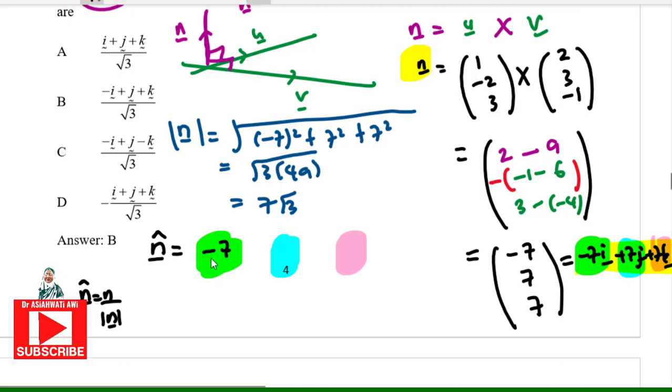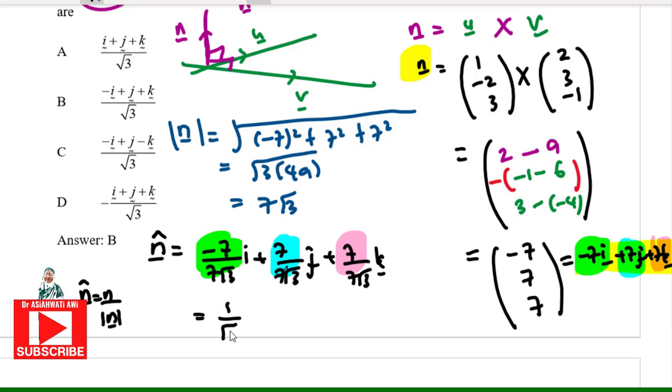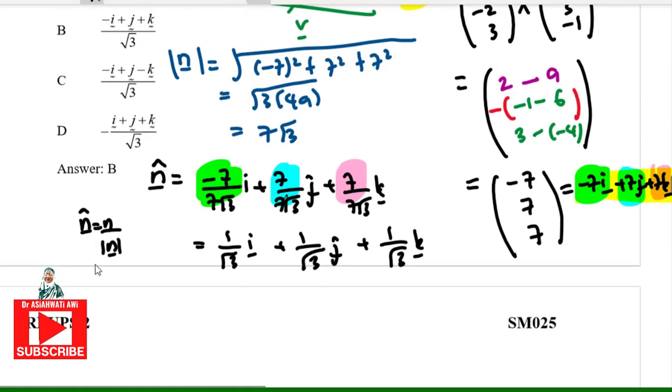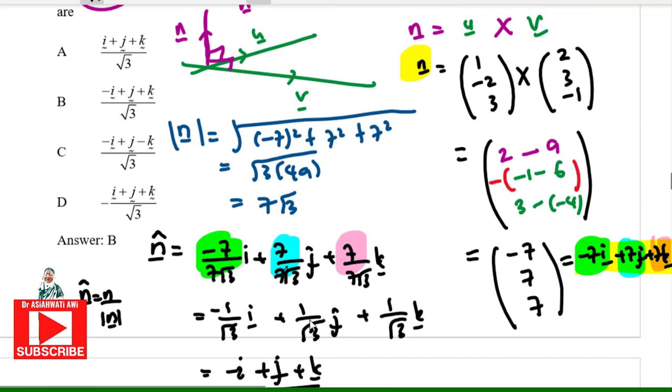Negative 7 over 7 root 3 i, plus 7 over 7 root 3 j, plus 7 over 7 root 3 k. Then simplify: 1 over root 3 i plus 1 over root 3 j plus 1 over root 3 k. The answer is negative i plus j plus k over root 3. This is answer B.